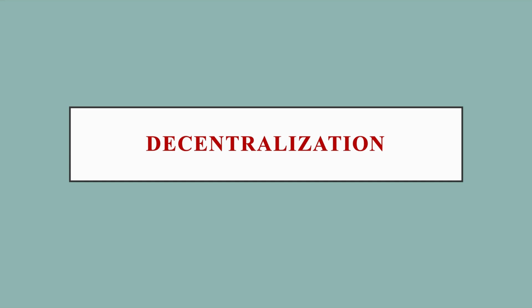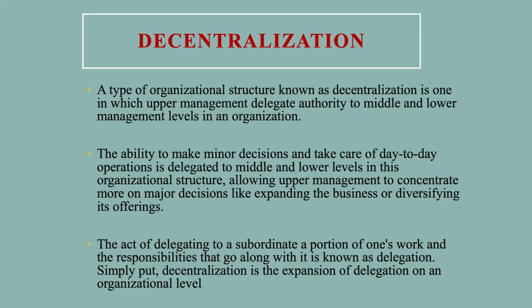So let's go to the theory part. Basically, students, decentralization is a type of organization structure in which upper management delegates authority to middle and lower management levels in an organization, as discussed earlier. They are able to make minor decisions and take care of the day-to-day operations which are delegated to the middle and lower levels of the organization structure. Now, what is the benefit of this? The upper management can concentrate on more major decisions like expanding the business, diversifying, acquiring, etc.